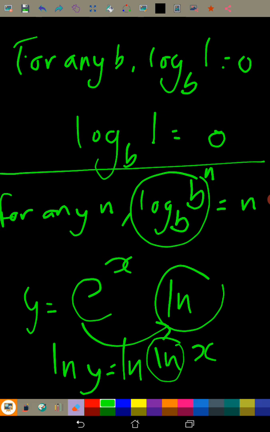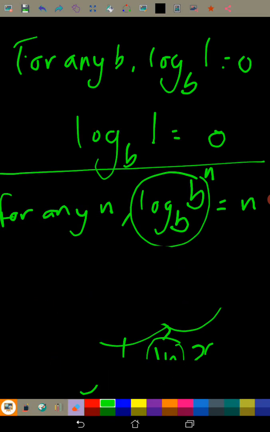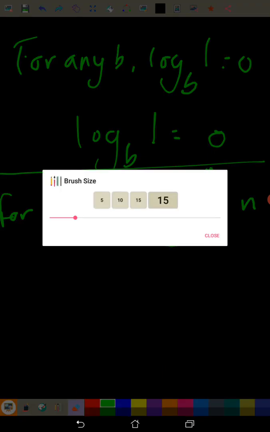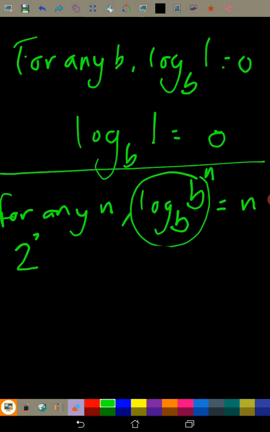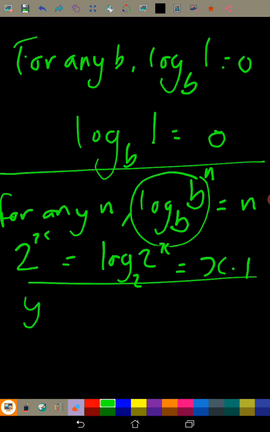Oh, one second. That's getting interesting. Remember this. We had this, and then we said if we do the log of it to the base 2, we'll get x times 1. All these are equal to y, of course. So we'll get here log y is equal to x.